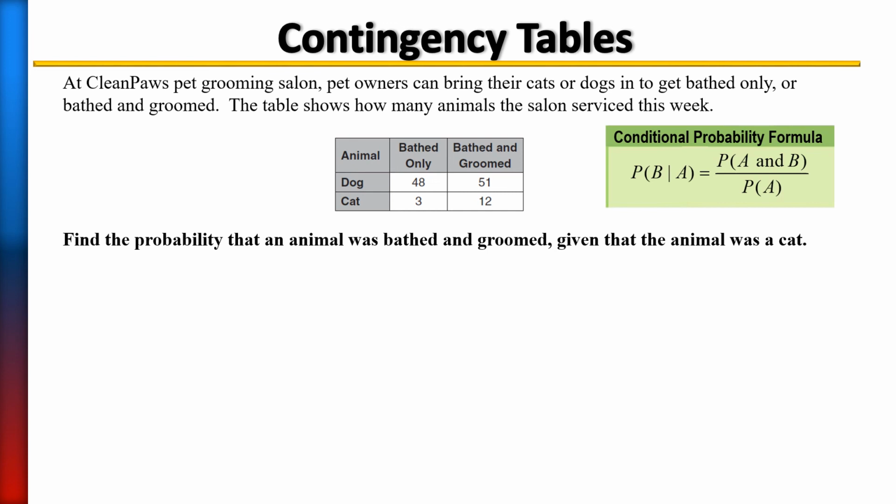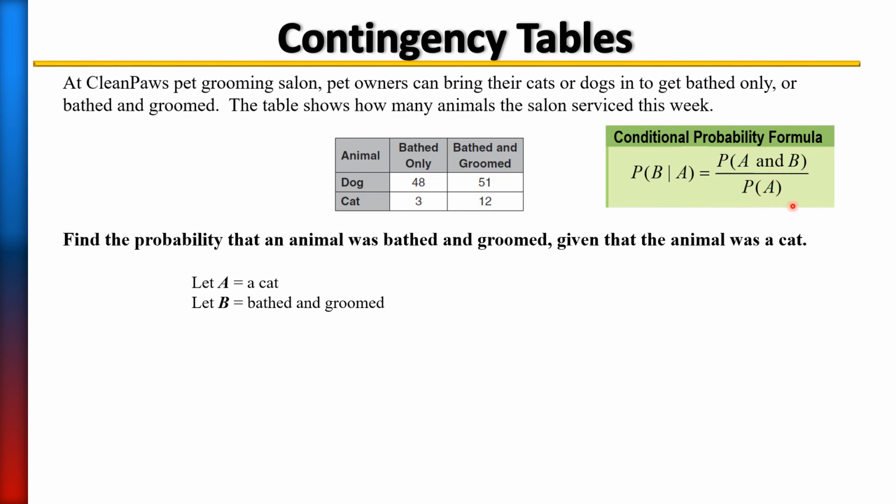So let's classify our events and find out what's event A and what's event B. If we read the statement, it says find the probability that an animal was bathed and groomed. So whenever you have given in there, the first event that you come to, that's event B. So that an animal was bathed and groomed is event B, given that event A has already occurred, and A is that the animal is a cat. So let A be a cat and let B be bathed and groomed. So now we want to find the probability of A and B, and that's the fact that it is a cat and it has been bathed and groomed. So we're going to go over to bathe and groom, and where it is cat, and what we have here is 12.